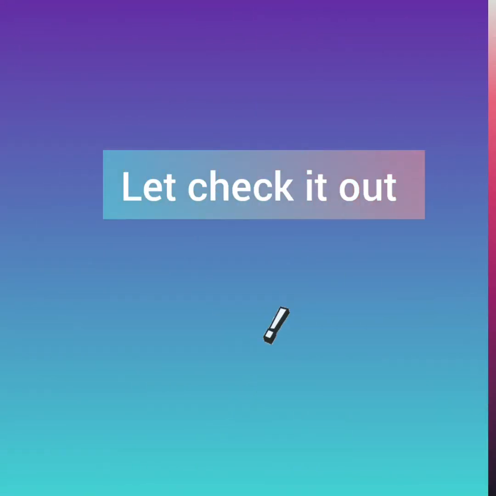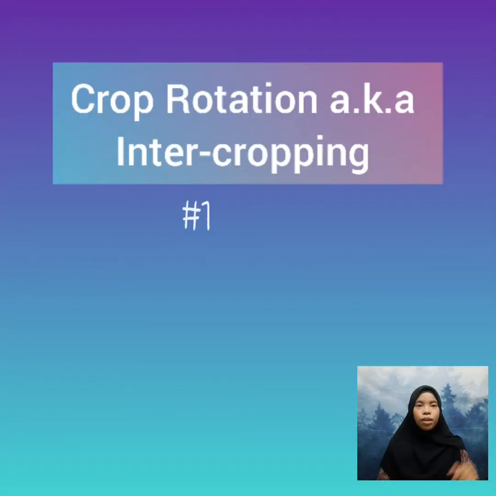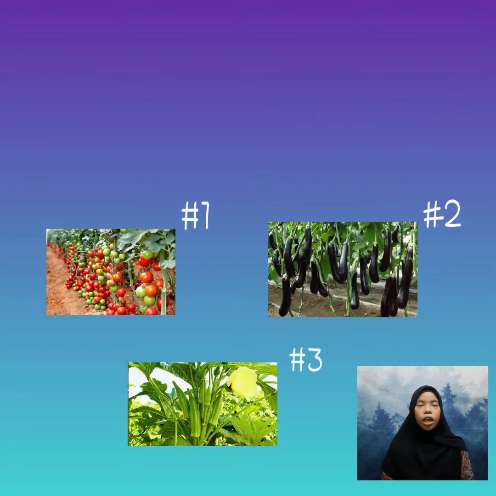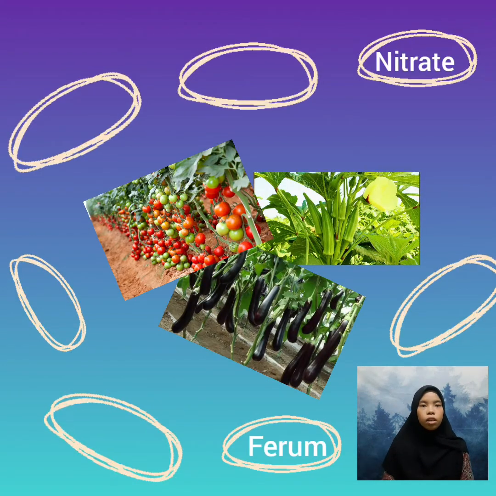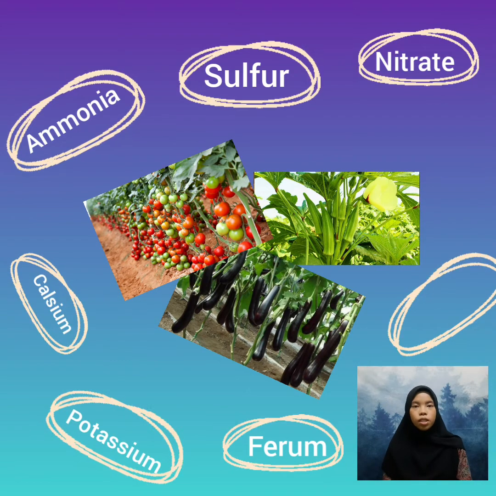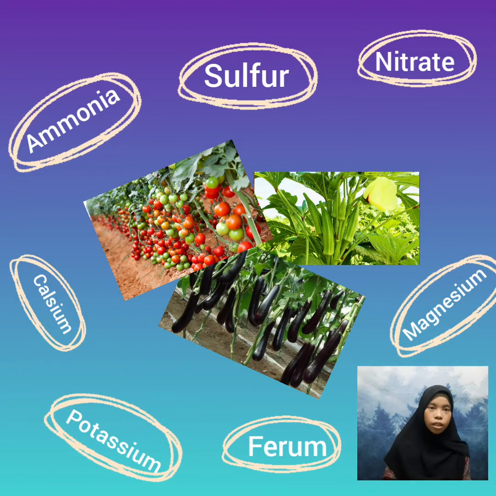Let's check it out. First, crop rotation, aka intercropping. If you want to grow the same crops regularly, you will need to rotate them. Different crops need particular nutrients in the soil and use this up to a particular level in the ground.